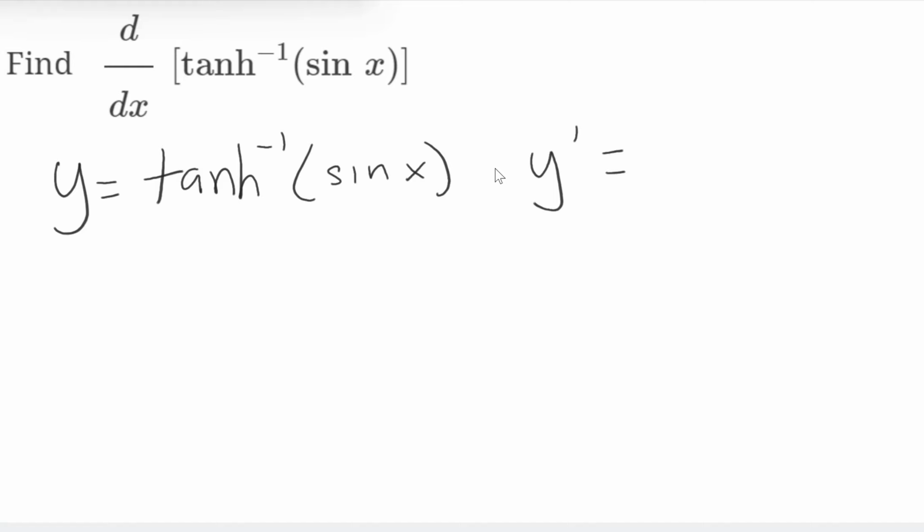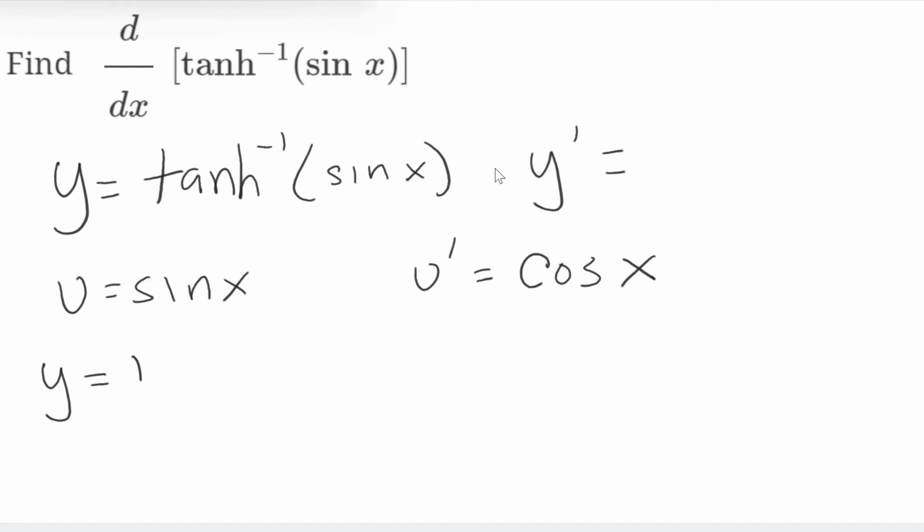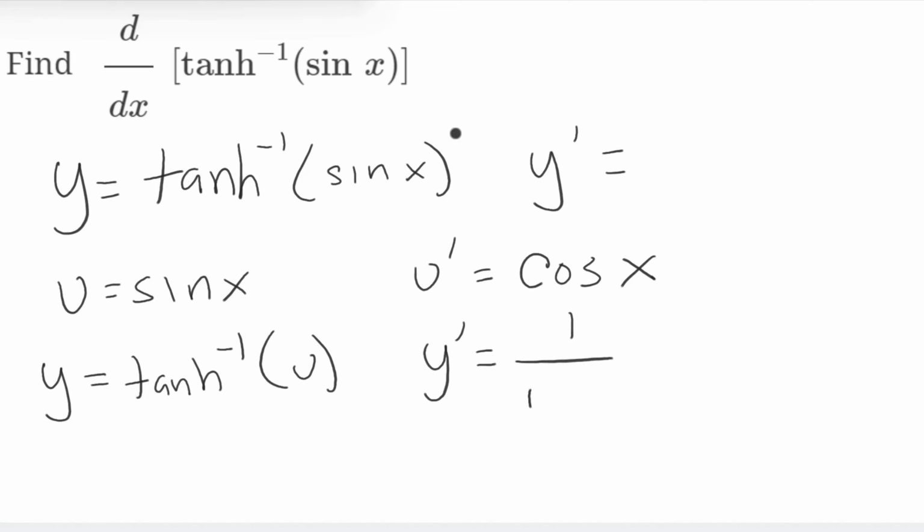All right, so what's u? Okay, so now I have y equals the arc hypertangent of u. All right, so what's the derivative of that? It's 1 over 1 minus u squared, and then times u prime, right?